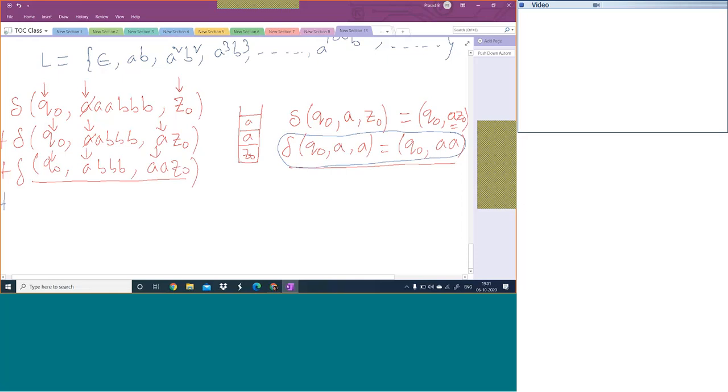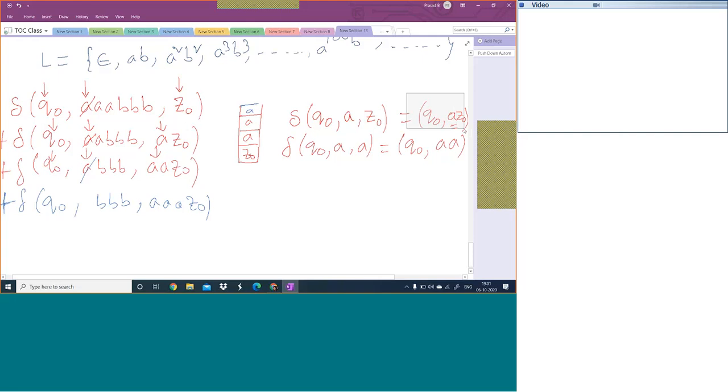See, this is Q naught, A comma A. So what will happen? Same state, and this A is scanned. For the remaining input symbols, this A will be pushed into the stack. Okay, we have pushed the A's. So all three A's have been pushed one by one. So this is for the first A.